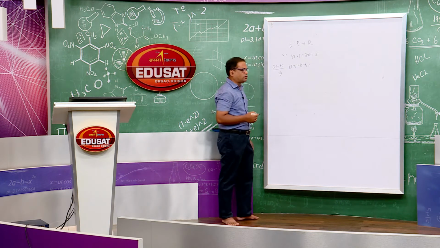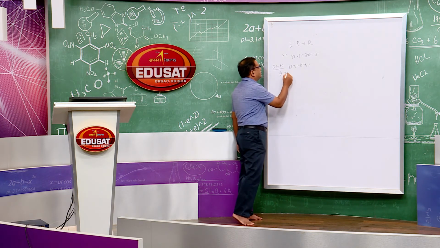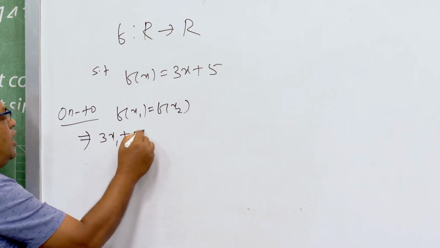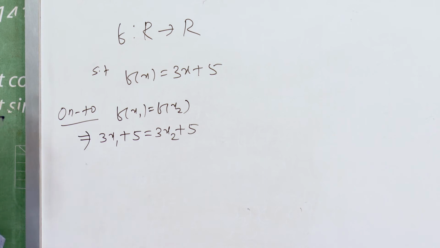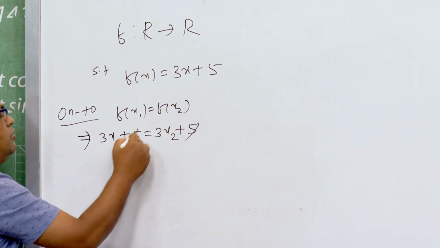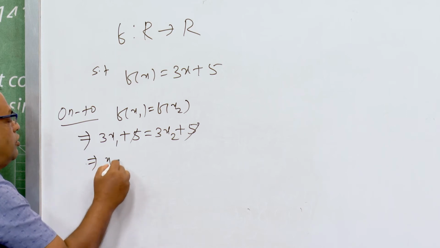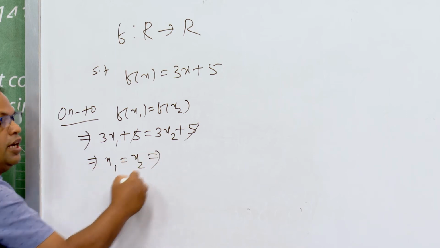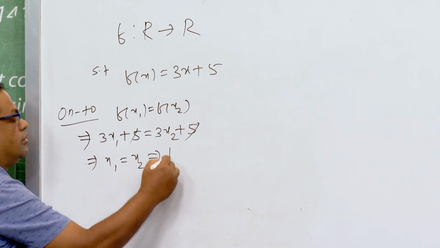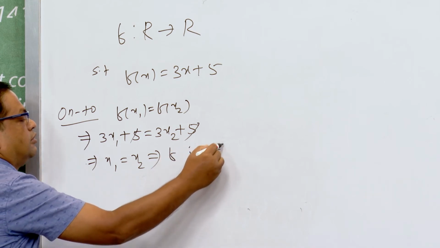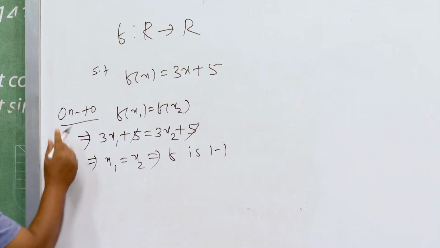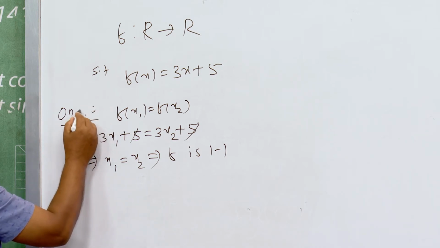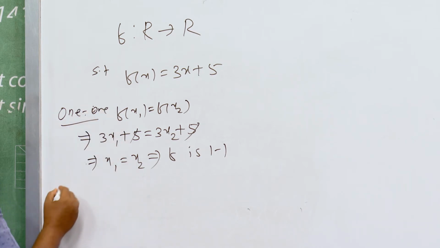So, f(x1) is equal to f(x2) implies 3x1 plus 5 is equal to 3x2 plus 5. 5 cancels out and 3x1 is equal to 3x2. So, x1 is equal to x2, which implies f is one-one. Now, this is the one-one test. Next is the onto test.